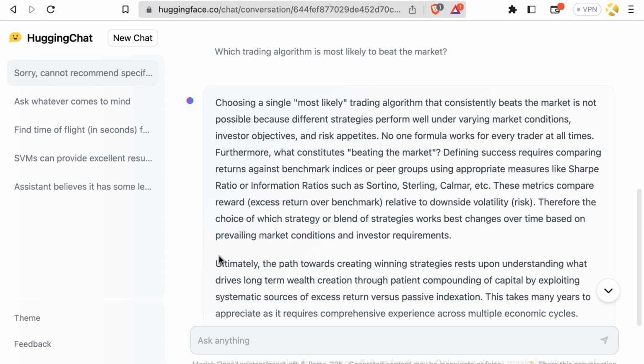So this I would agree with. HuggingChat is much better at answering questions, word questions, than it is at coding.